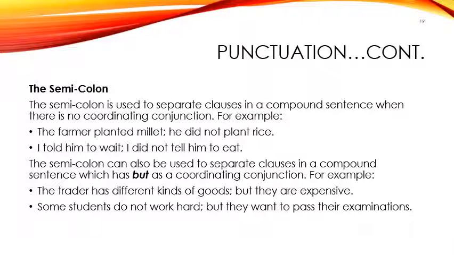I told him to wait, then you have semicolon. I did not tell him to eat. Can we see? Semicolon can also be used to separate clauses in compound sentences which has but as coordinating conjunction. Example: the trader has different kinds of goods; but they are expensive. Some students do not work hard, but they want to pass their examinations.